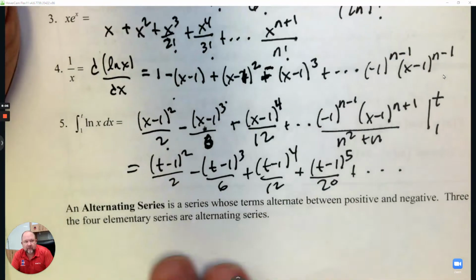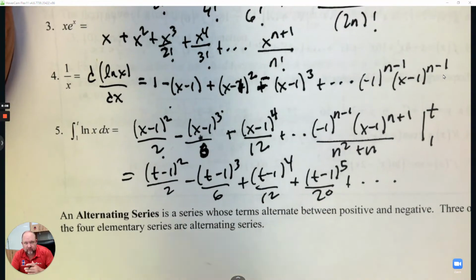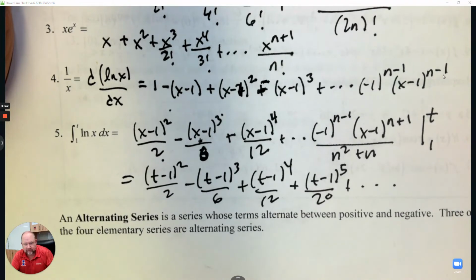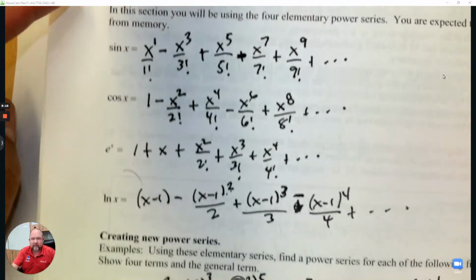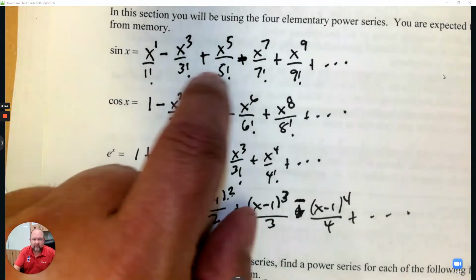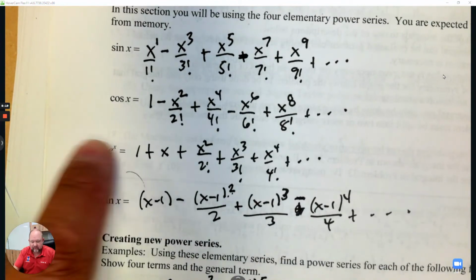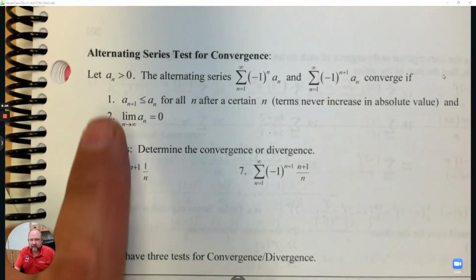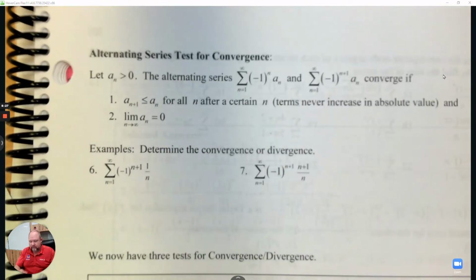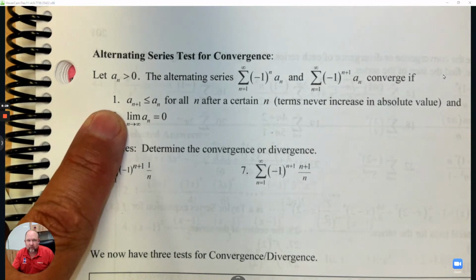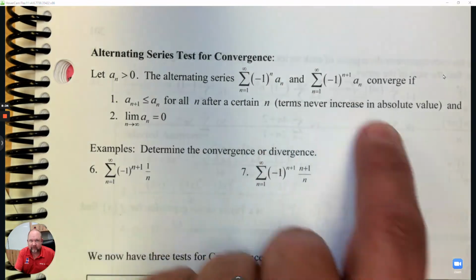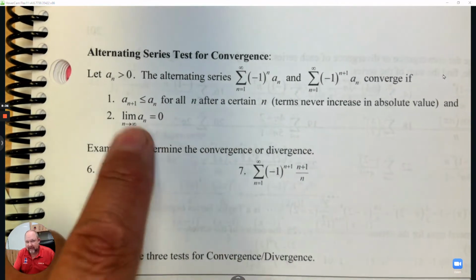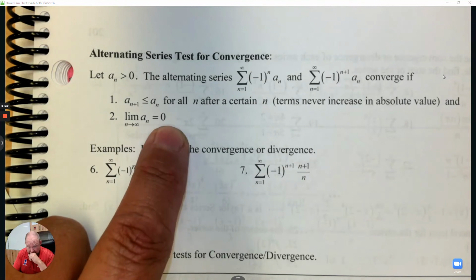All right, an alternating series is a series whose terms go from positive to negative to positive to negative. Three of the 4 elementary ones, these 4 that we need to know, go positive, negative, positive, negative. The only one that doesn't is e to the x. So there is a test of convergence if it's alternating. Test number 1 is, it must be decreasing. When you look at the absolute value of every term, it must be decreasing. And the limit, the right end behavior, must be going to 0.